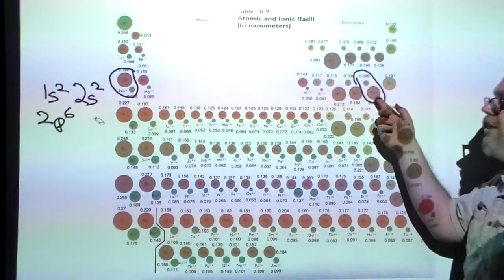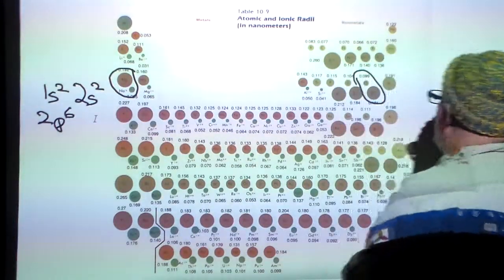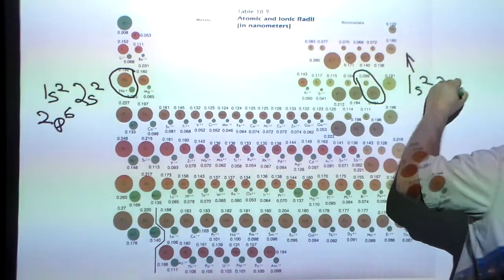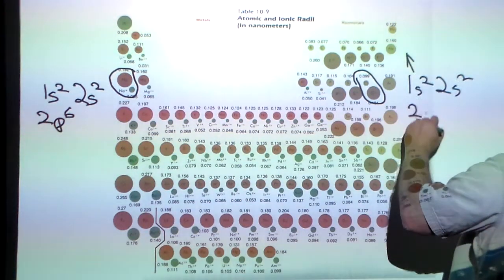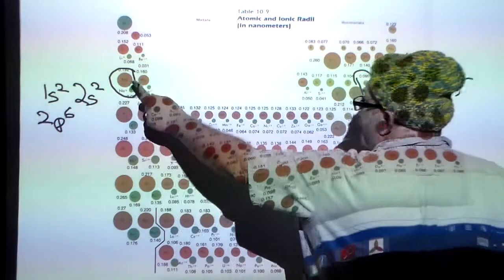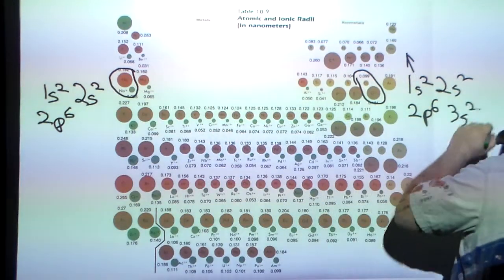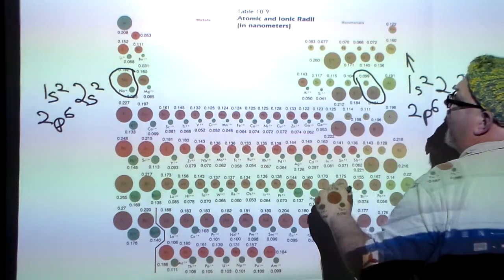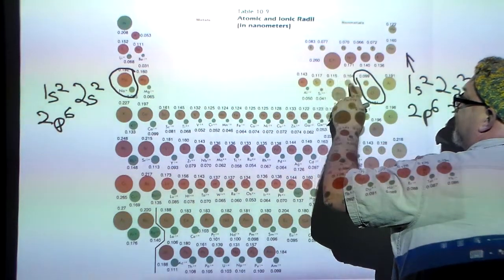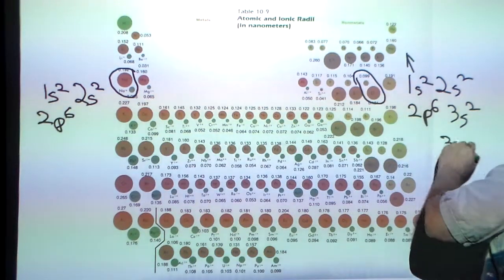Now we go over to chlorine. Chlorine is the opposite. Chlorine, on the other hand, we can talk about 1s2, 2s2, 2p6. Then we have 3s1, 3s2. Okay, and then we have 3p1, 3p2, 3p3, 3p4, 3p5. 3p5.